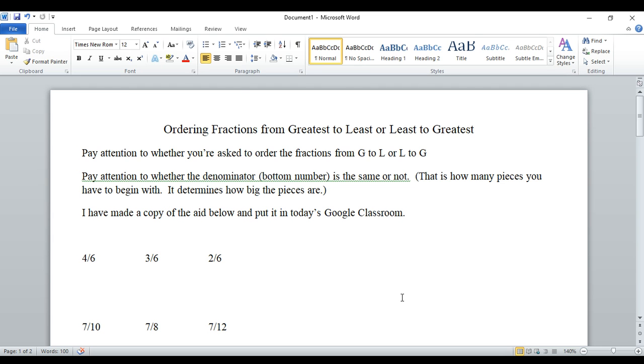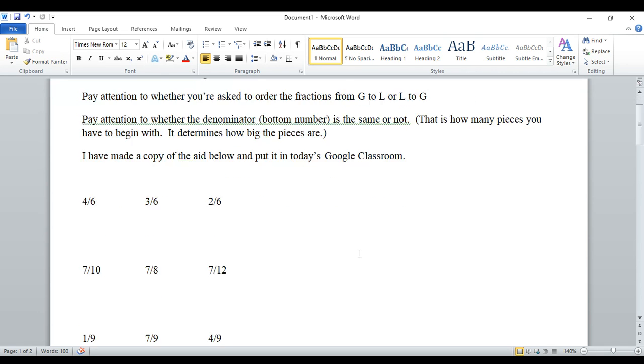Hi, boys and girls. This is a lesson for today's IXL objective, and it is about ordering fractions from greatest to least or least to greatest. A couple of things to remember: you need to pay attention to whether you're asked to order them from greatest to least or least to greatest. Then you need to pay attention to whether the denominator, the bottom number, is the same or not. That is how many pieces you have to begin with, and it determines how big the pieces are.